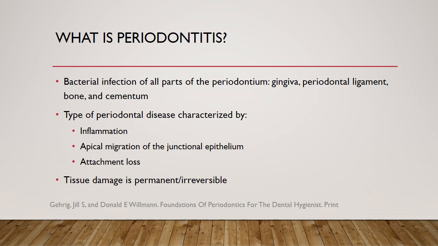Periodontitis, on the other hand, is a bacterial infection including all parts of the periodontium that we discussed earlier: the gingiva, periodontal ligament, bone, and cementum. And it is characterized by inflammation, apical migration of the junctional epithelium, and attachment loss. Unlike gingivitis, periodontitis is permanent or irreversible. Once bone is lost, there's no way of getting it back.